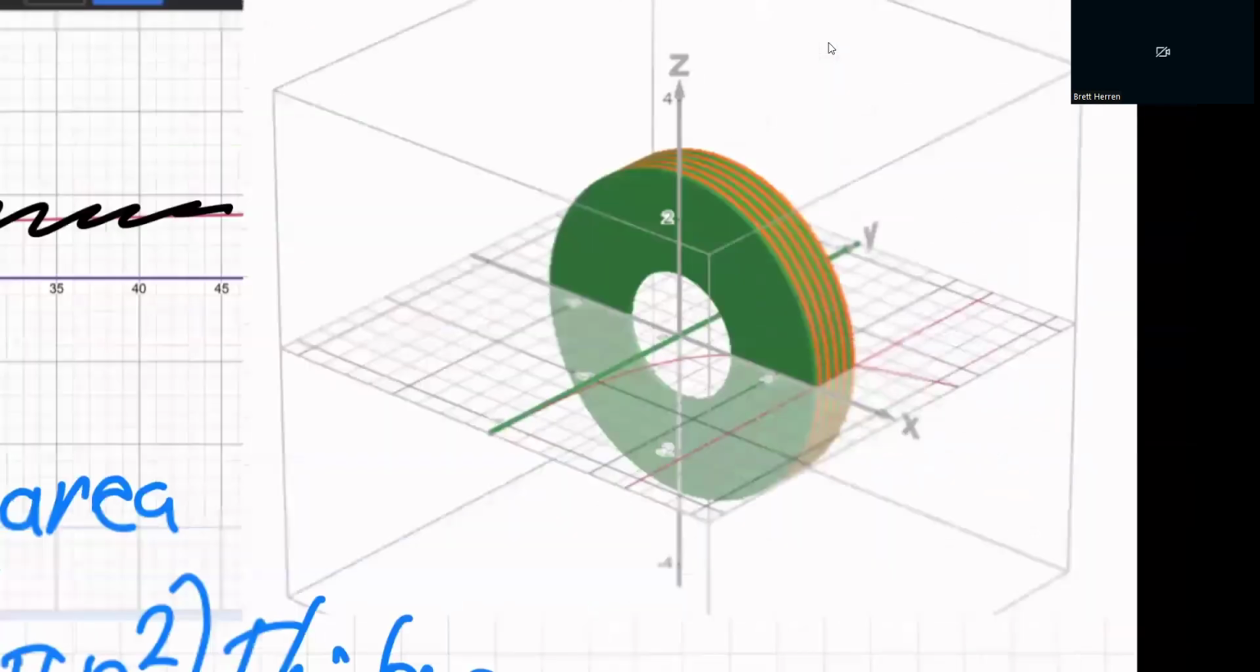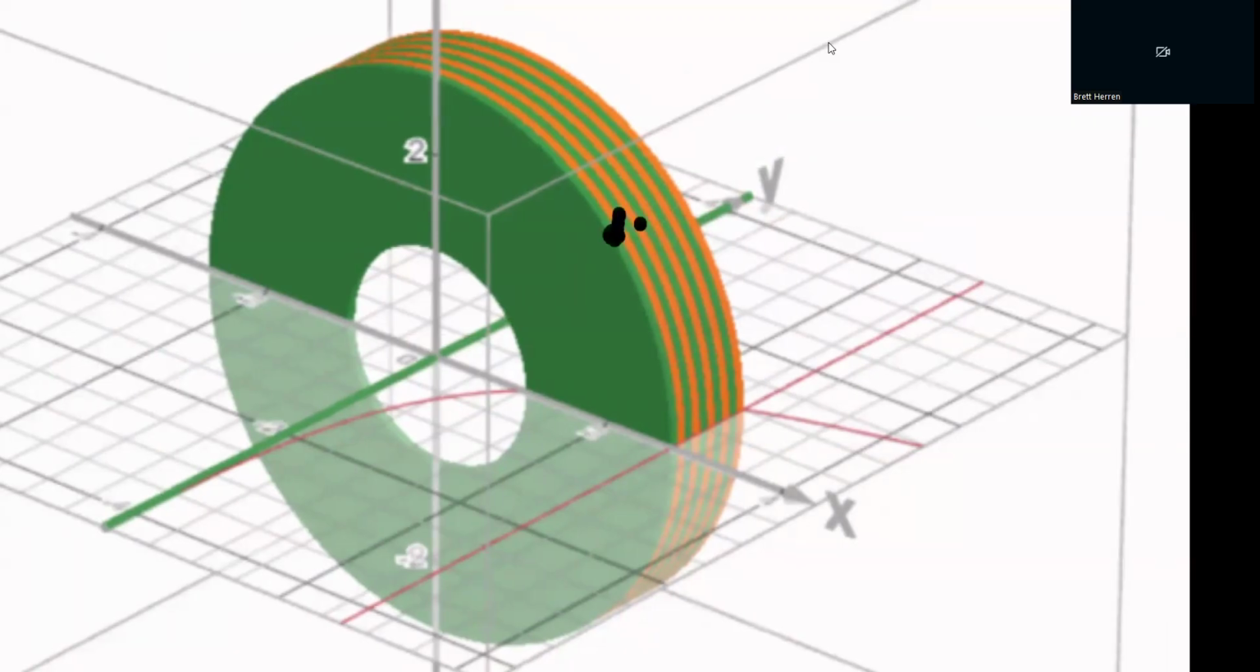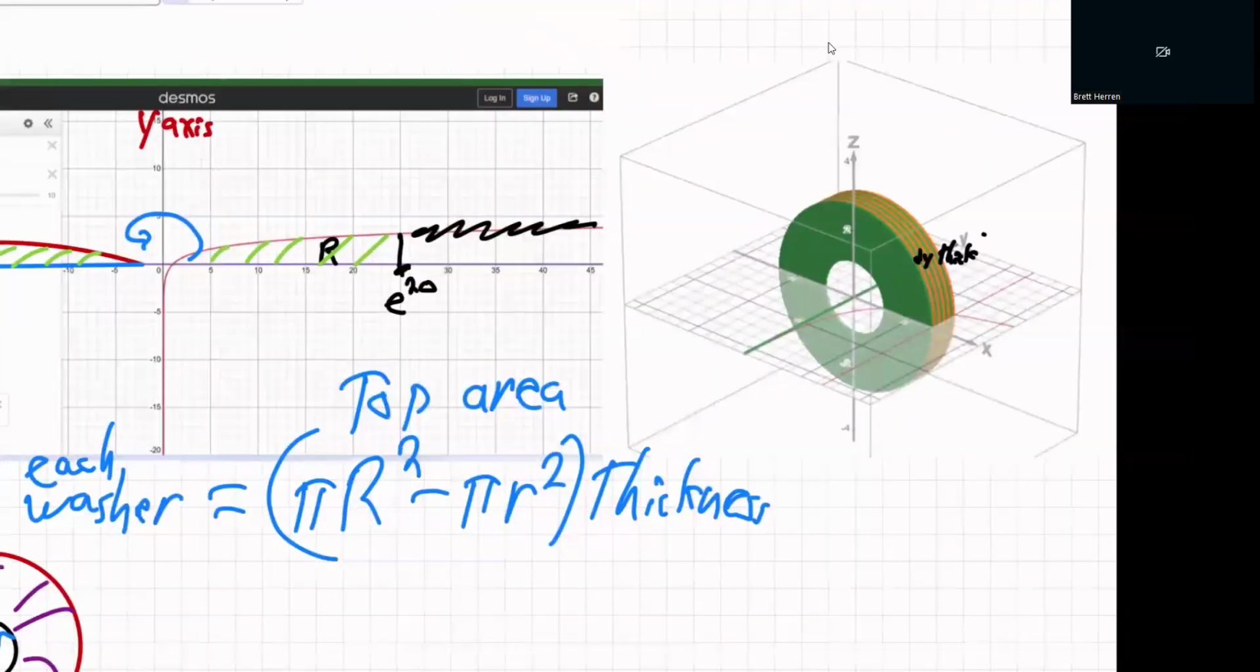So as we look at this washer here, here's his thickness. And notice his thickness is going in this direction, dy. So this thing is dy thick, right? Can we see it? Well, my pen is going to be far too big. Let me see if I can make it smaller. Whatever. So it's dy thick.